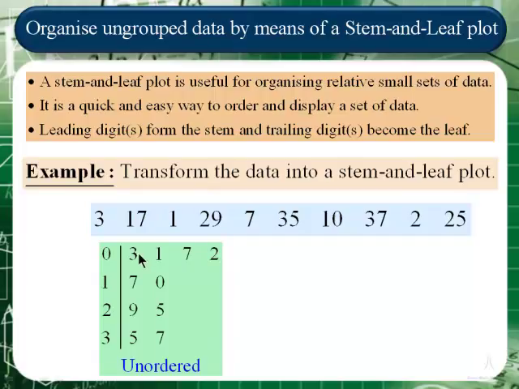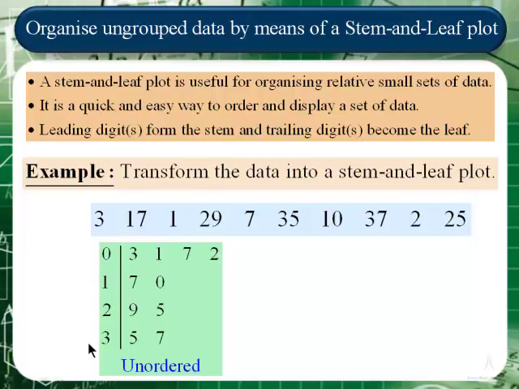The 3 will be a leaf belonging to the stem 0. The 7 will belong to the stem 1. The 1 to the stem 0. The 9 to the stem 2. The 7 to the stem 0. The 5 to the stem 3. The 10, or this particular 0, to the stem 1. The 7 to the stem 3. The 2 to the stem 0. And the 25, in other words, just focusing on the 5, to the stem 4.